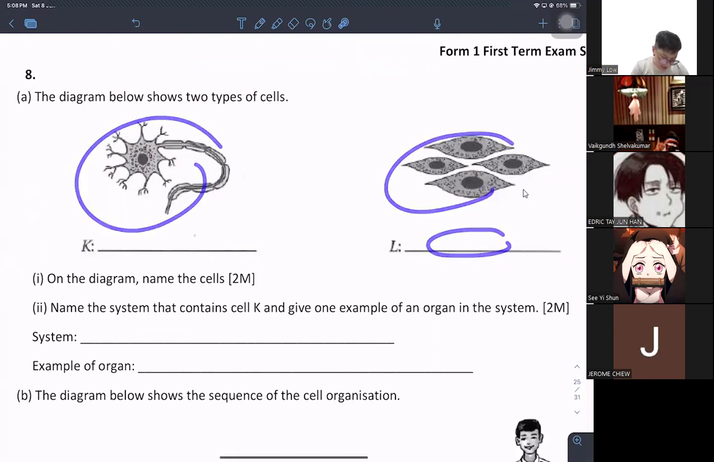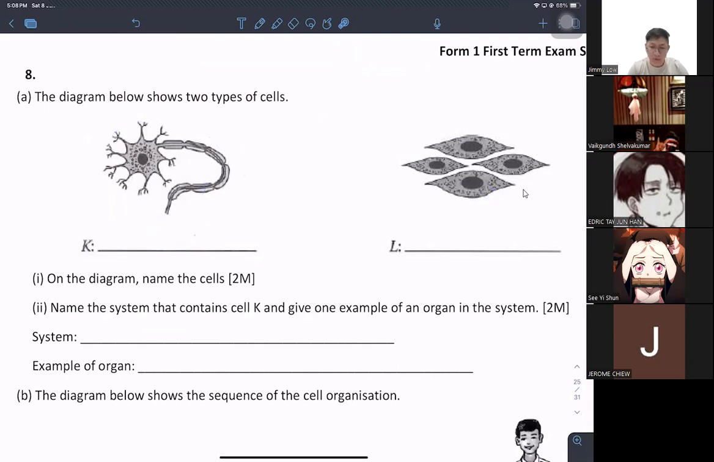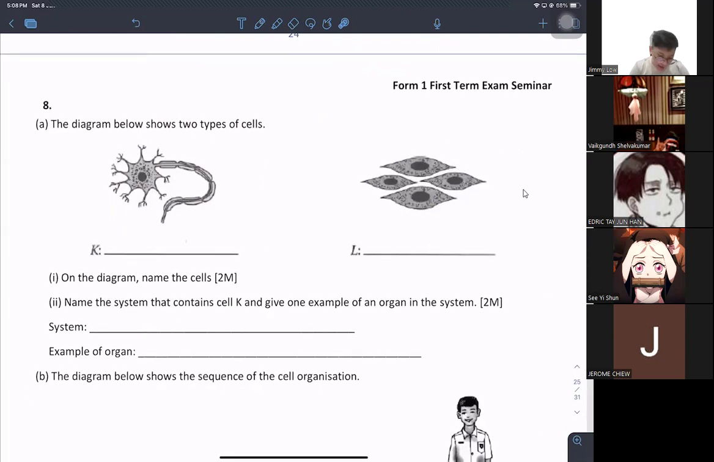Okay, so know their names. This is your muscle cell, and this is your nerve cell. Tell the question: where does the system come from? Which system can you find this cell in? Nerve cell, so nervous system. Sistem saraf in BM. Example of an organ: which organ do you have inside? Your brain, or you can write the spinal cord also. That's why I say know at least the basic organs in each system.